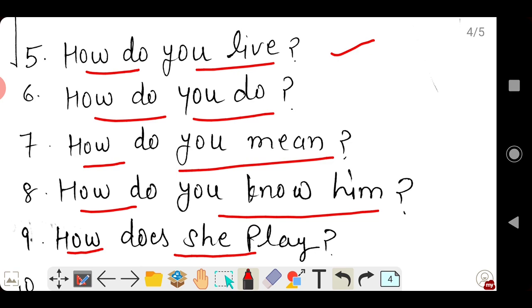How do you know her? Okay. How does he play? How does she play?